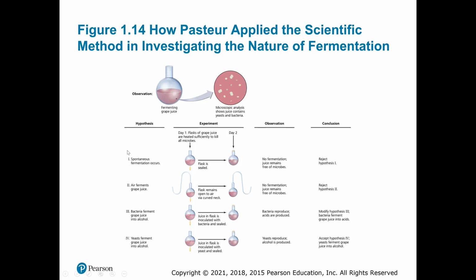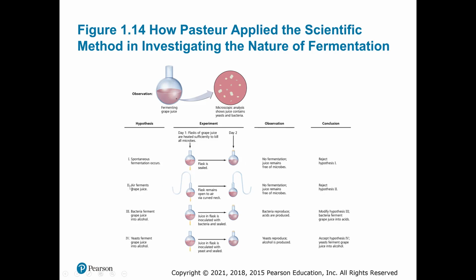All of these hypotheses are based on the observation that grape juice that is actively being fermented has microbes in it that can be seen with a microscope. So the first hypothesis is that fermentation spontaneously happens. So the test was, all right, I'm going to sterilize some grape juice and seal it. And if that's true, then that sealed grape juice will turn into alcohol. It did not. And it remained free of microbes.